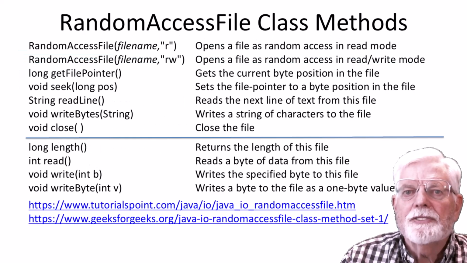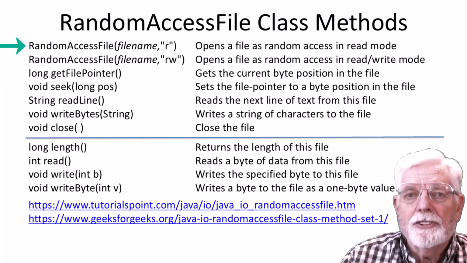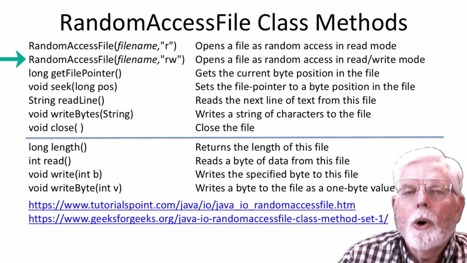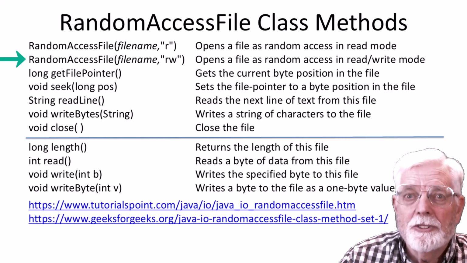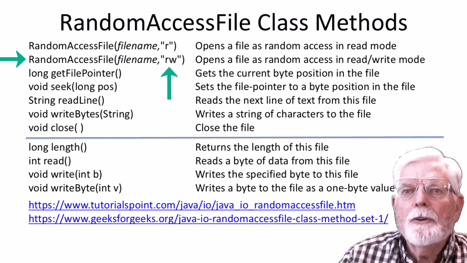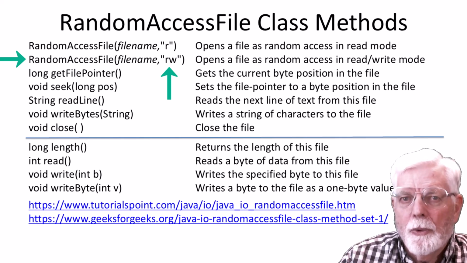The RandomAccessFile class has several methods for working with files. The list at the top of the slide shows the ones that are used in the Java ATM project. The RandomAccessFile(fileName, "r") constructor shows opening the file in read mode, or RandomAccessFile(fileName, "rw") in read and write mode. The RW mode is needed when processing a deposit or withdrawal.